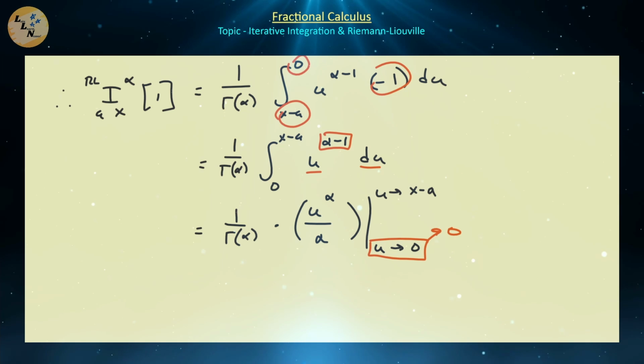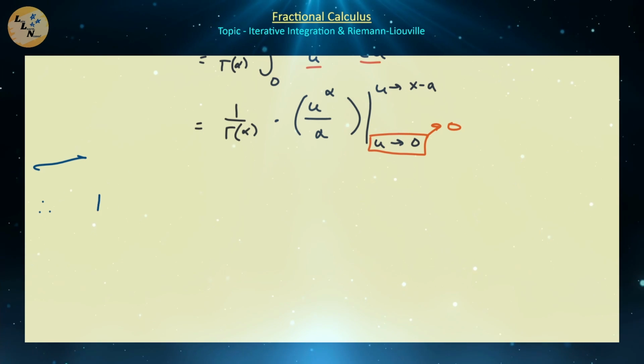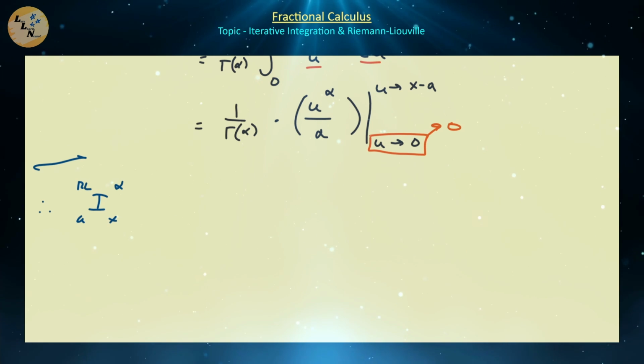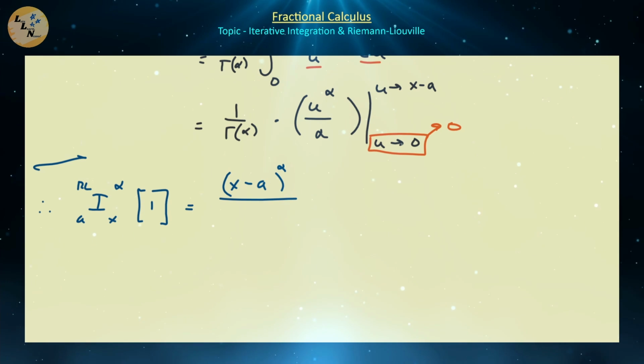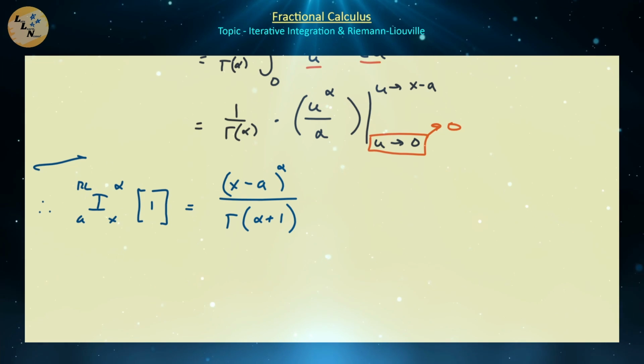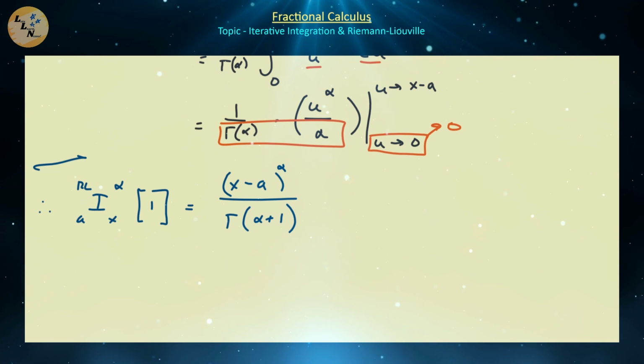So once we have that, we have the nice little rule that the Riemann-Liouville fractional integral from a to x of the constant 1 is just going to be equal to (x minus a) to the power of alpha over gamma of alpha plus 1. And you might ask, where did that gamma of alpha plus 1 come from? Notice that we have alpha times gamma of alpha, which we know to be equal to gamma of alpha plus 1, which is one of the functional relationships for the gamma function that you definitely should be familiar with.